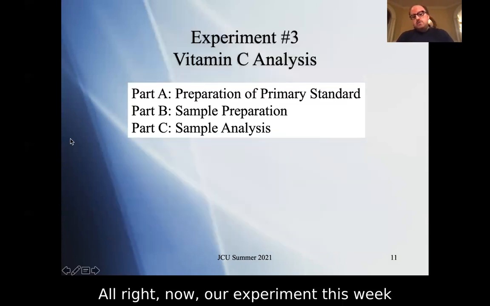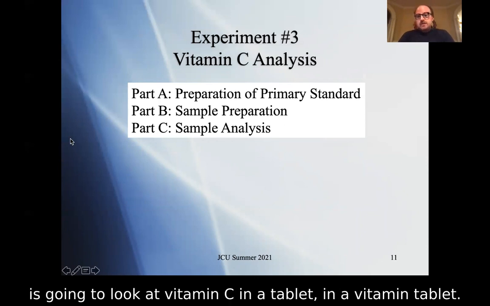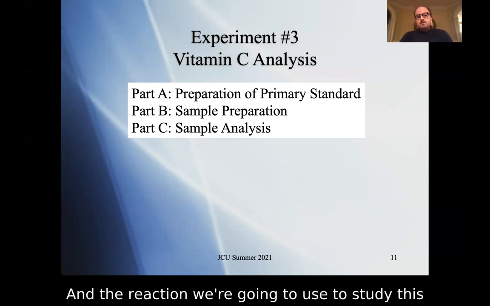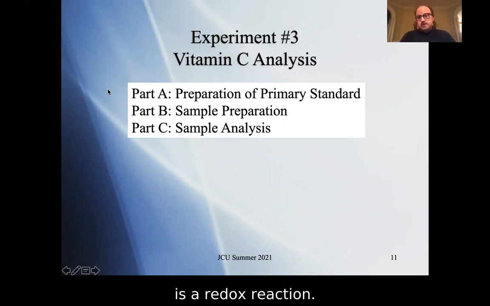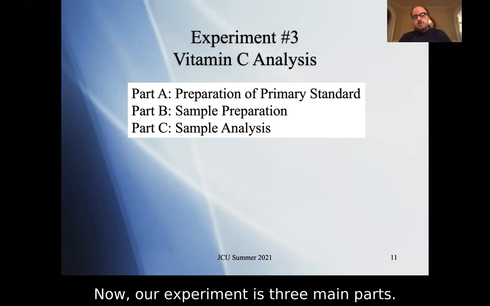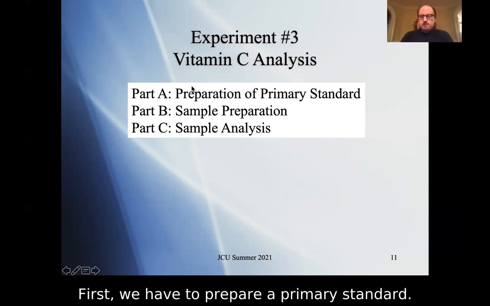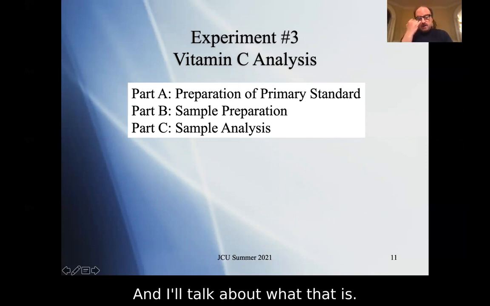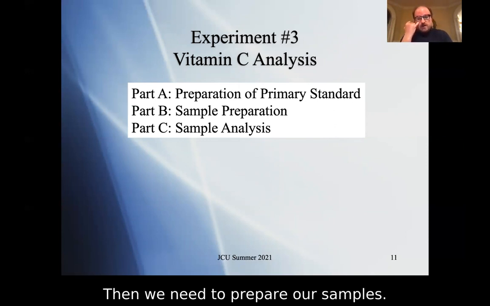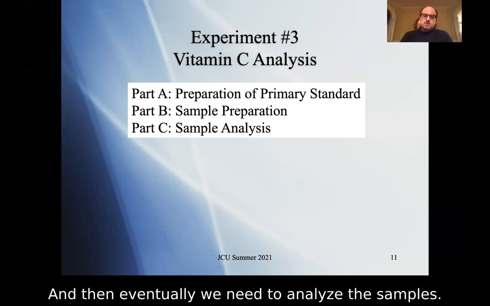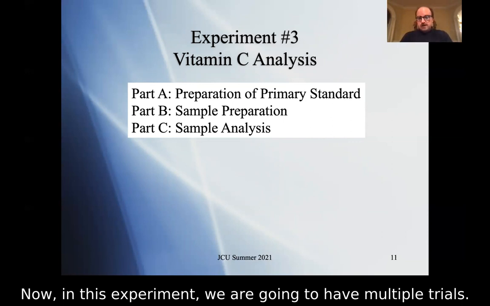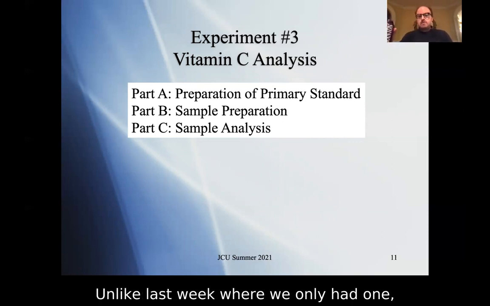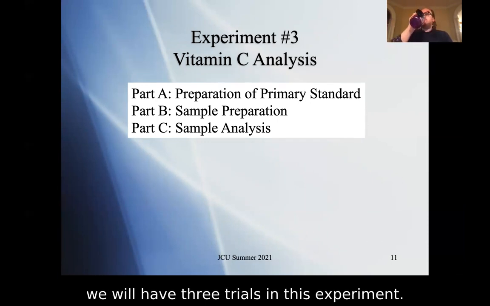All right, now, our experiment this week is going to look at vitamin C in a vitamin tablet. And the reaction we're going to use to study this is a redox reaction. Now, our experiment is 3 main parts. First, we have to prepare a primary standard, and I'll talk about what that is. Then we need to prepare our samples, and then eventually we need to analyze the samples. Now, in this experiment, we are going to have multiple trials. Unlike last week, where we only had 1, we will have 3 trials in this experiment.